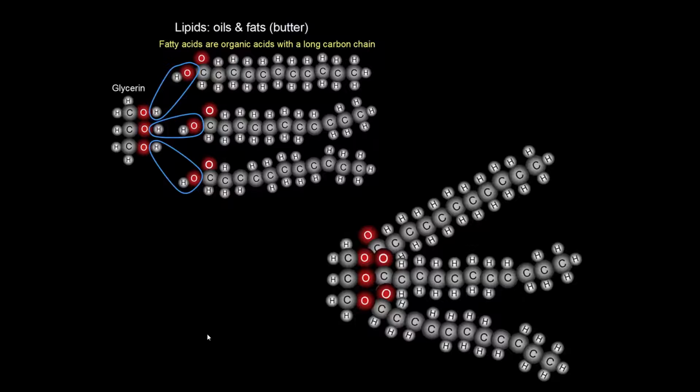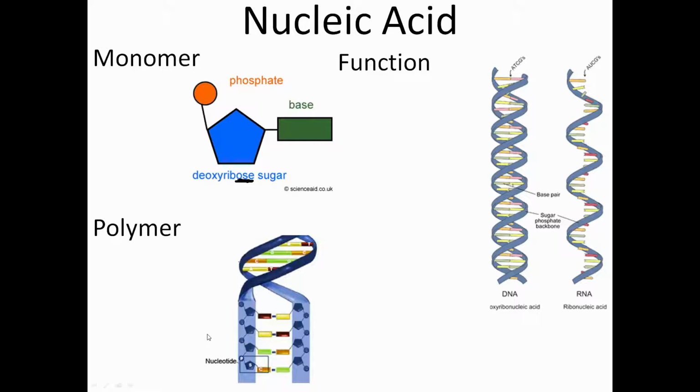Nucleic acids make DNA and RNA. They actually have a monomer, which can be called deoxyribose sugar, a phosphate, and a base, okay, which is the nucleic acid. It can also be a ribo or ribose sugar, not a deoxyribose sugar. And the polymer for them, that's a nucleotide.